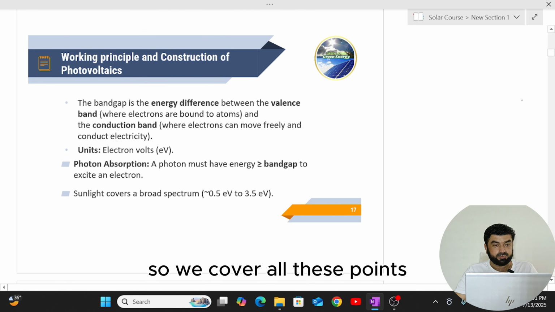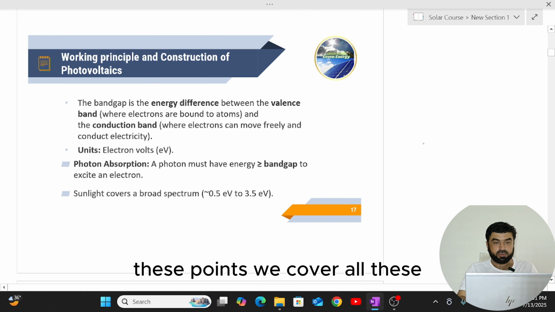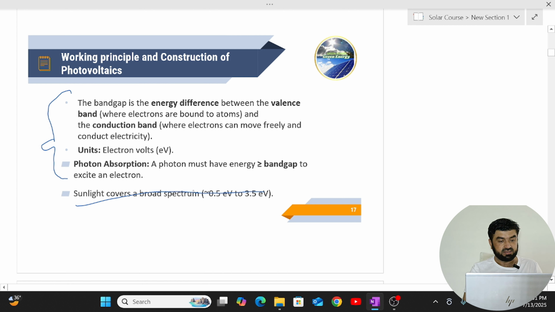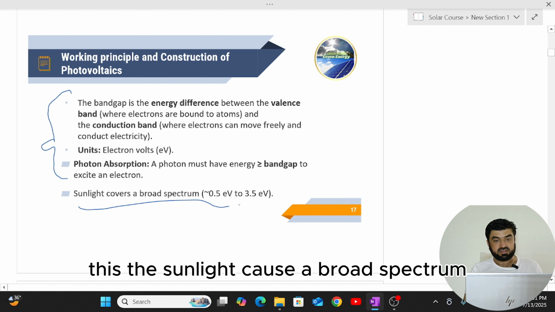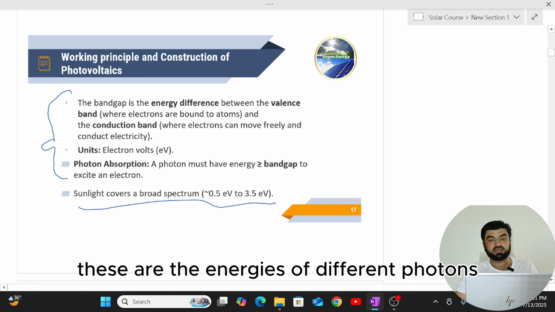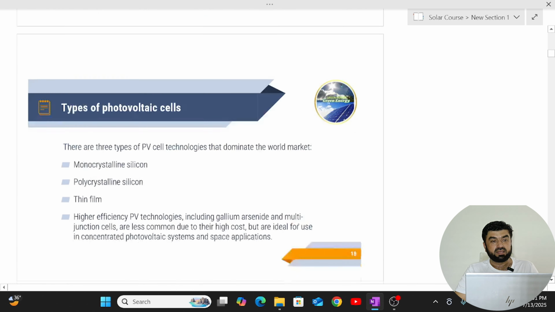So we have covered all these points. The extra point is this: the sunlight covers a broad spectrum, 0.5 electron volt to 3.5 electron volt. These are the energies of different photons.